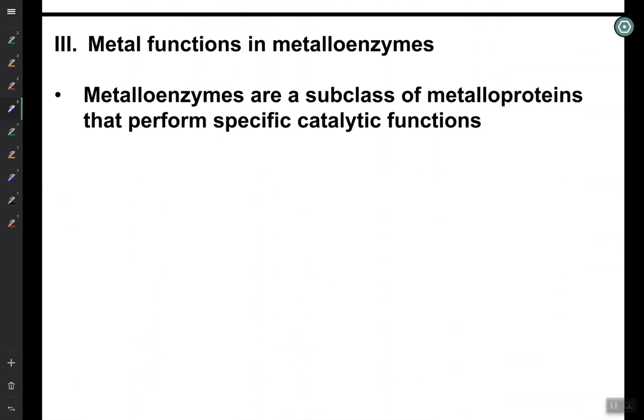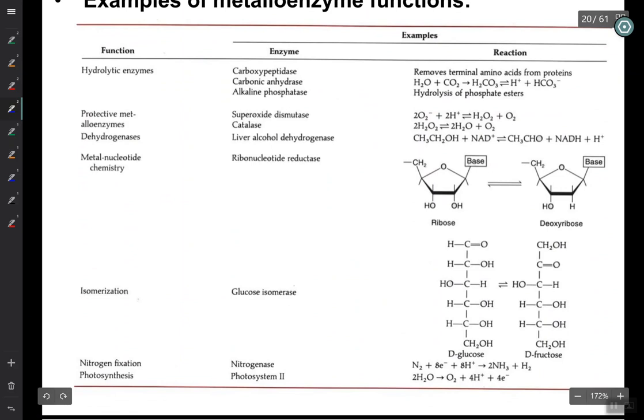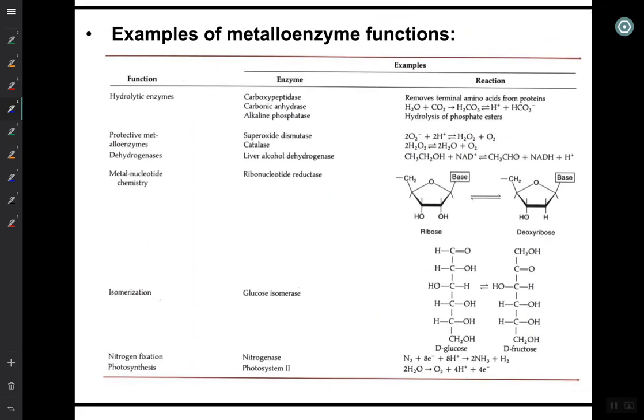So if metals and proteins serve a catalytic function, we call those proteins metalloenzymes to indicate that they catalyze reaction processes. So metalloenzymes are a subclass of metalloproteins that perform specific catalytic functions. This is a table to kind of summarize a few classes of enzymes.